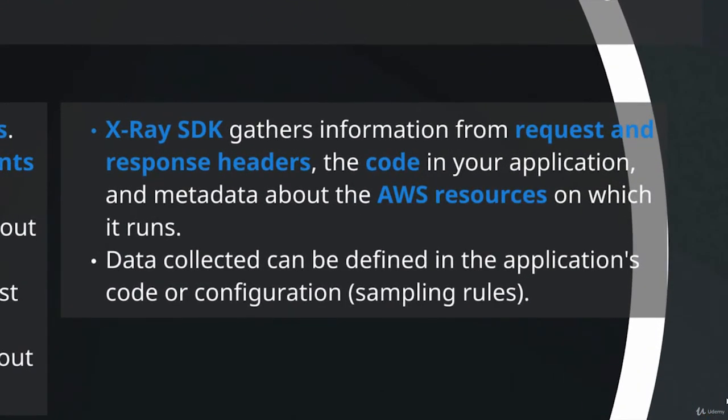Now, the X-Ray software development kit will gather information from request and response headers. It will gather information from the code in your application, because the SDK can actually send information about your application directly to the daemon. And it can also monitor metadata and collect data about the AWS resources which are running your application. Now, the type of data that can be collected by the X-Ray daemon can be defined in the application's code through the software development kit, or in the X-Ray configuration through sampling rules. And we'll talk more about those coming up.